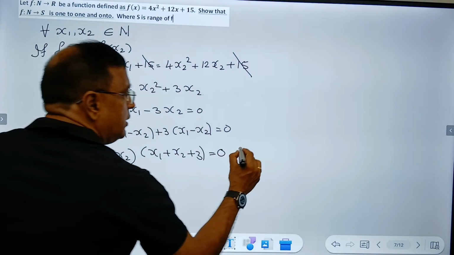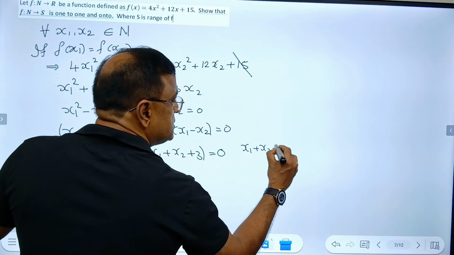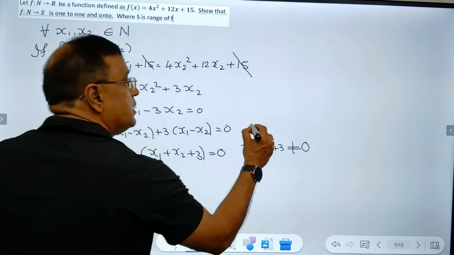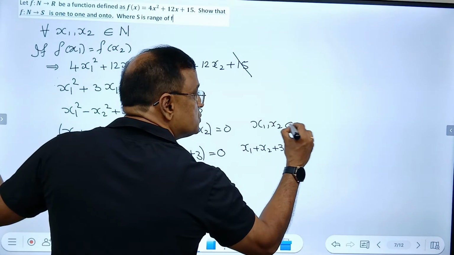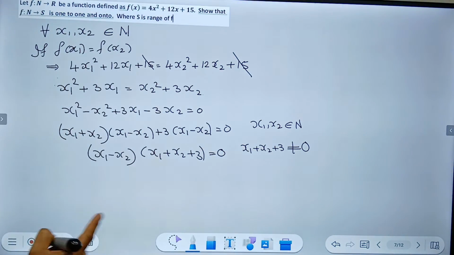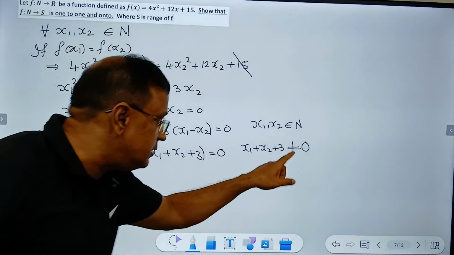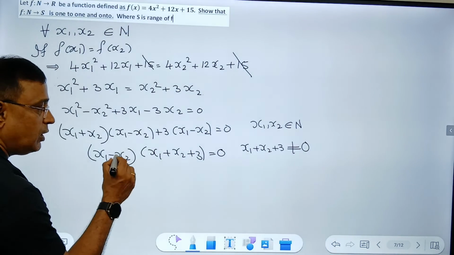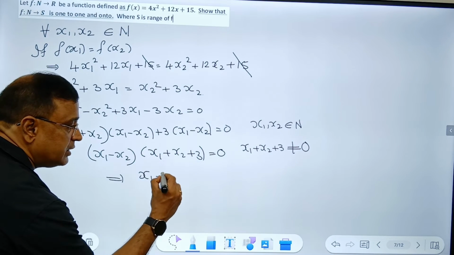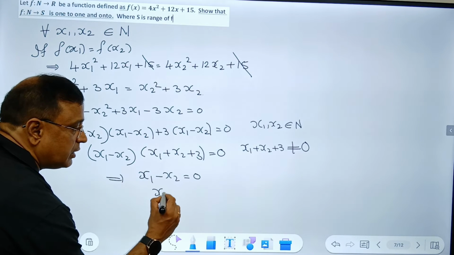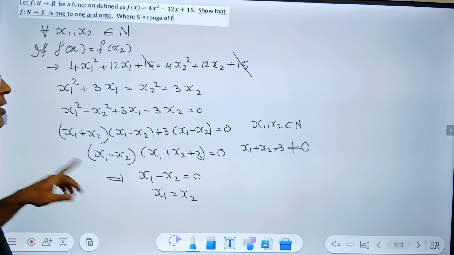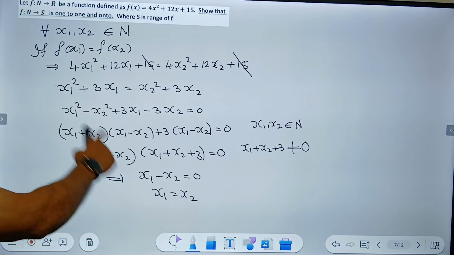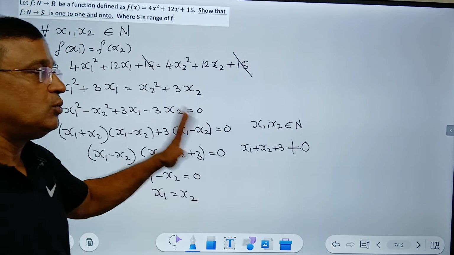Now clearly x1 plus x2 plus 3 can never be 0. Why? Because x1 and x2 belong to natural numbers. So natural numbers are from 1 to infinity. If you add positive numbers, you will never get 0. So obviously, if you want the product to be 0, x1 minus x2 must be 0, x1 equal to x2. In the exam, you have to make sure you write these reasons, otherwise they can cut marks. So be very careful with this. So this shows that the function is 1 to 1.